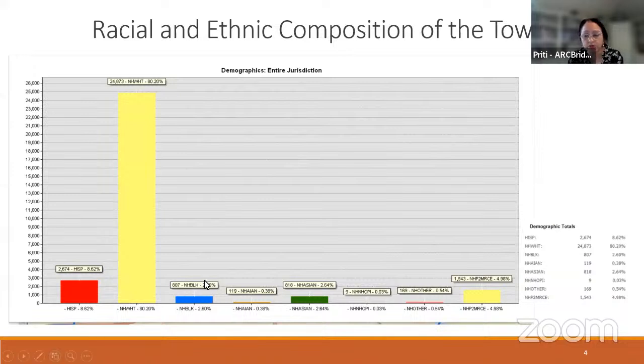And before that, I just wanted to give you an overall racial and ethnic composition of the town. As you can see, the population of the town is 80.20% non-Hispanic white. You have about 9% Hispanic population, 3% non-Hispanic Black, 3% non-Hispanic Asian, and about 5% people who reported that they were of 2 or more races. So that information is given here for your reference.